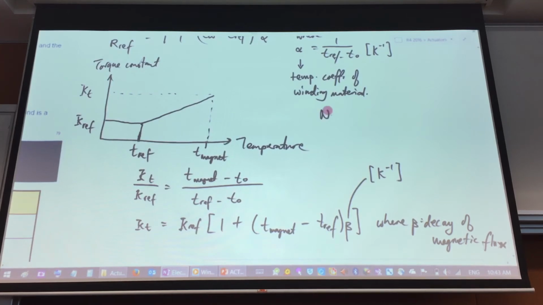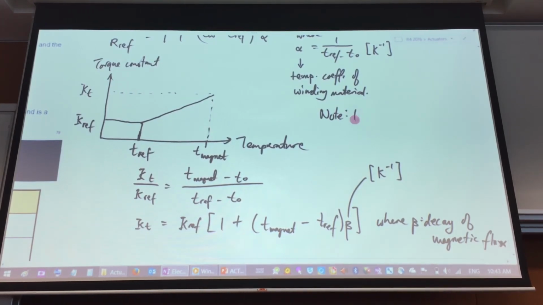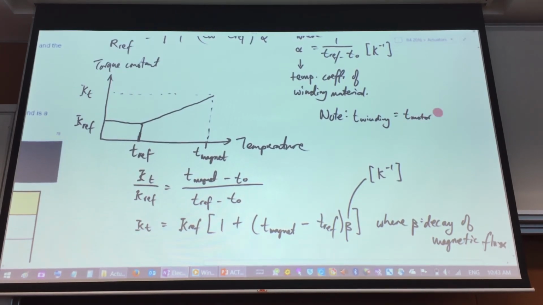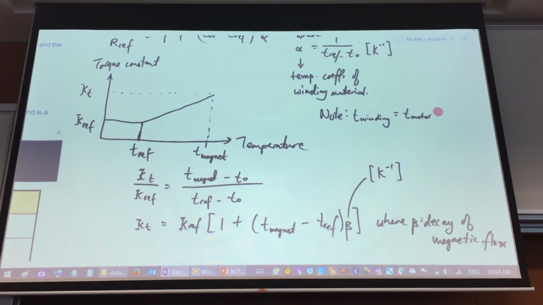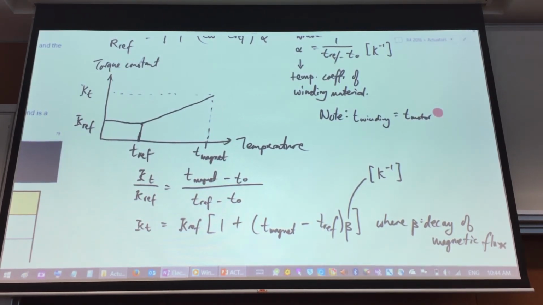A little bit of note, your T winding is actually equal to your T motor. So I think I'll be uploading a tutorial where your T is given to you as the temperature of a motor, because your motor construction is the same as the winding construction where heat is experienced. So sometimes these two are used interchangeably.